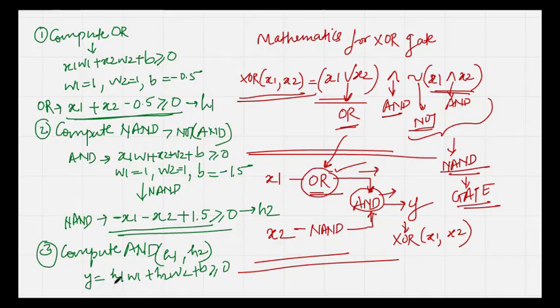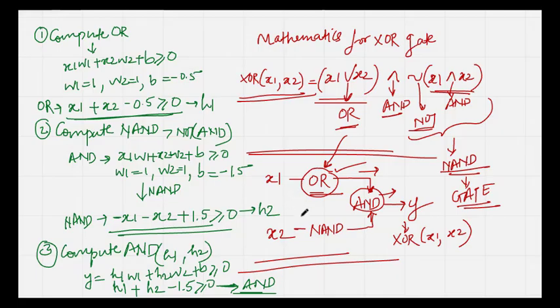For the AND gate we are putting W1 as 1, so it becomes H1, W2 as 1, and bias as minus 1.5. This should be greater than or equal to 0 for the AND gate. So these are all the computations which we need to design an XOR gate using neural networks. I hope this is clear now.